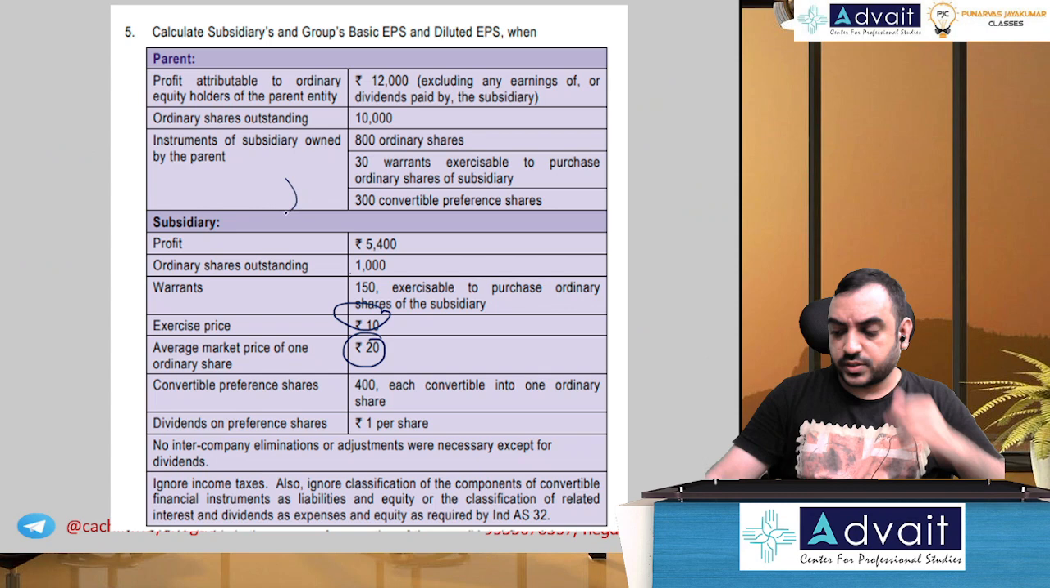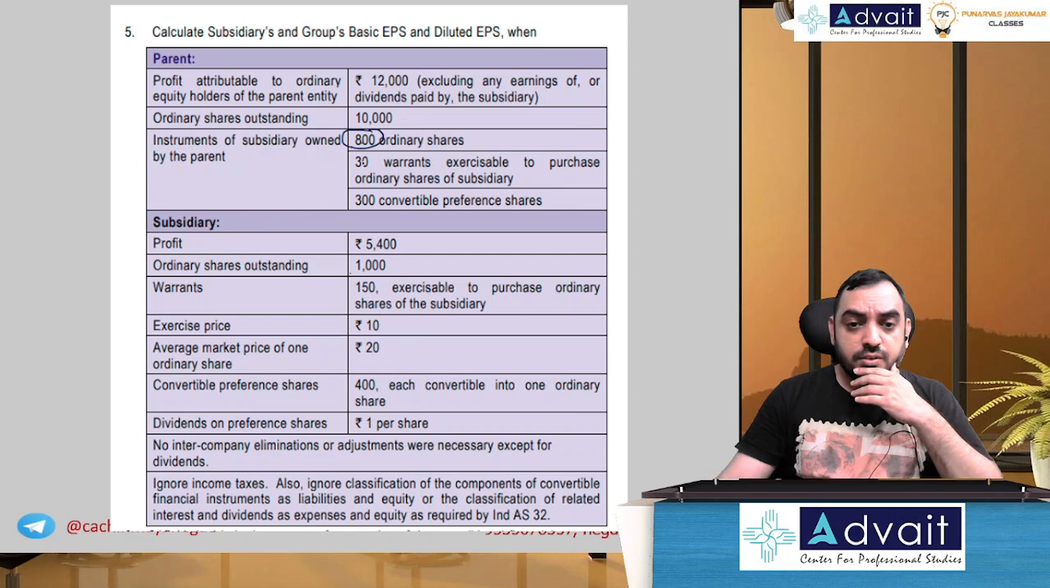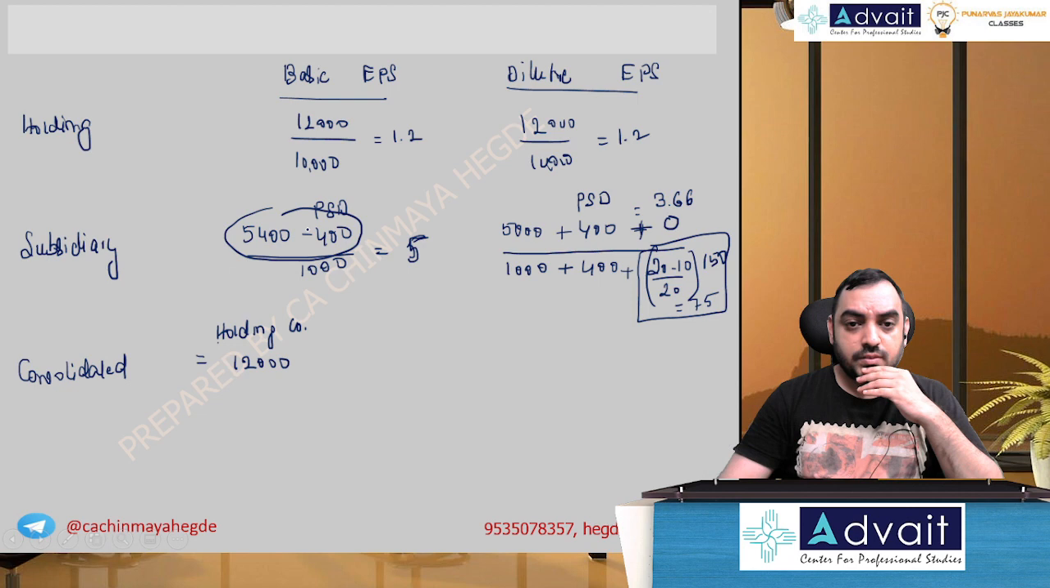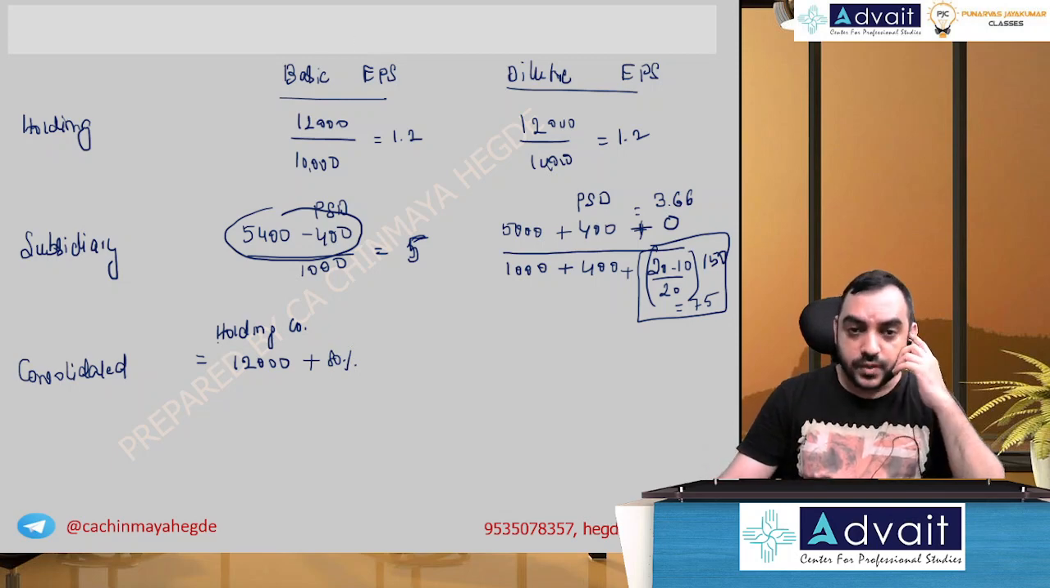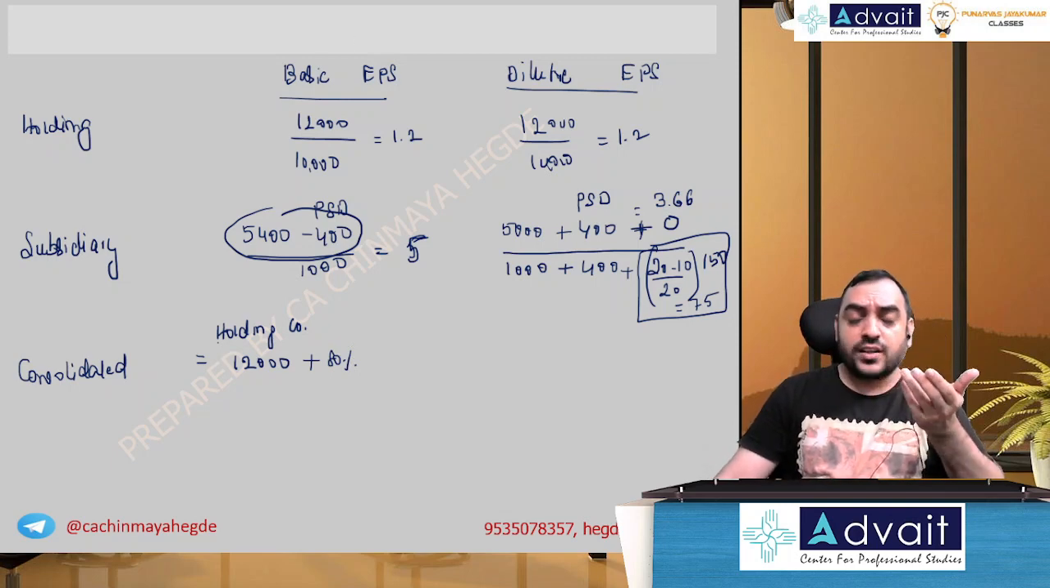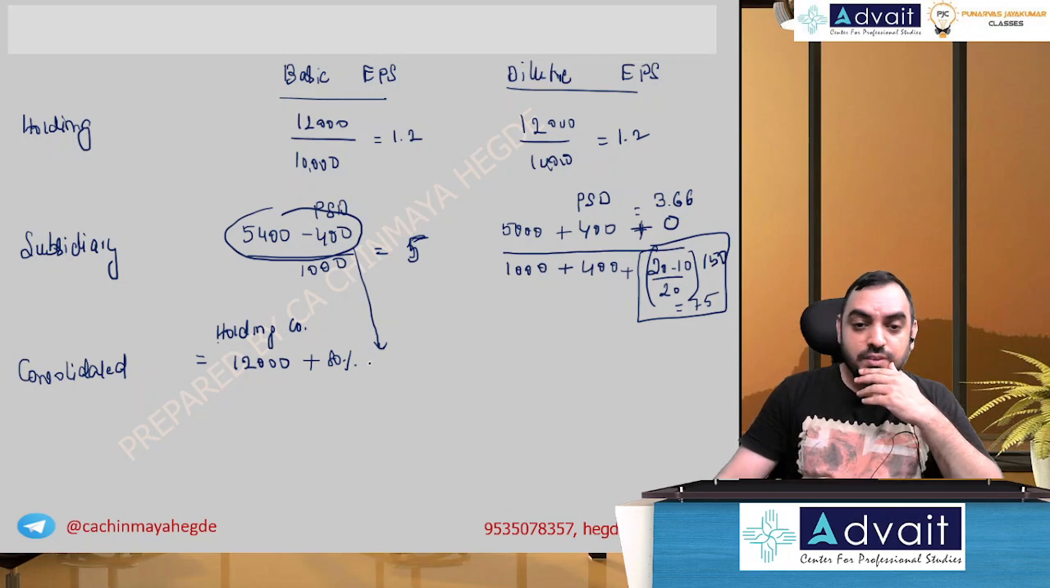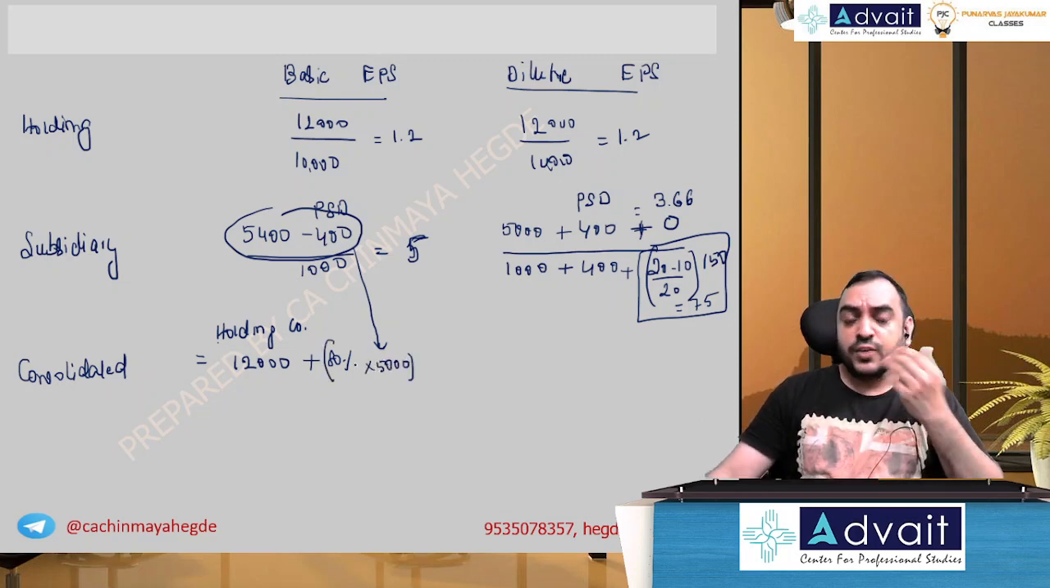The parent company is having 800 shares out of 1,000 shares. So can I say 80%? So 80% of, hope you're able to get it, 80% of the profits attributable to the subsidiary company. Subsidiary company profit is, I can say, 5,000. 80% of 5,000. Effectively 4,000 you get.